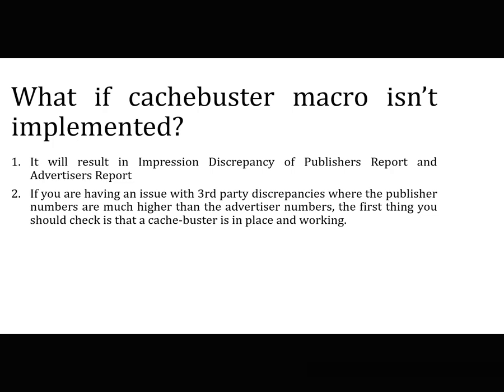What if the cachebuster macro is not implemented? It will result in impression discrepancy, as already discussed, between the publisher report and advertiser records. If you are having an issue with third-party discrepancies where the publisher numbers are much higher than the advertiser numbers, the first thing you should check is that a cachebuster is in place and working.